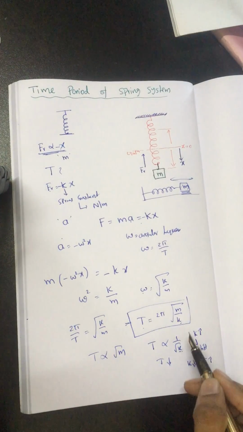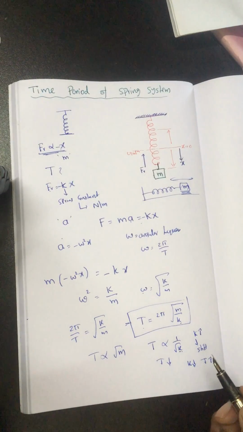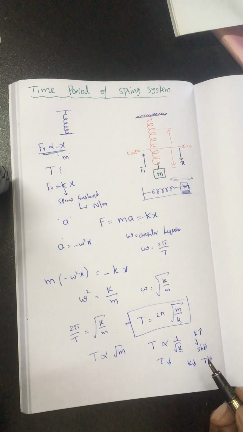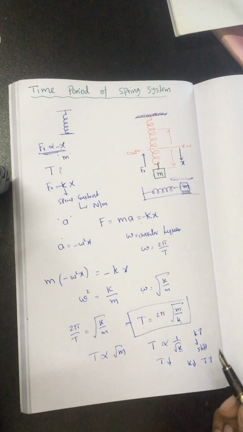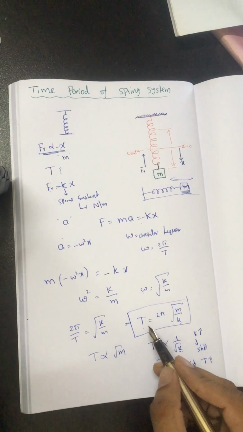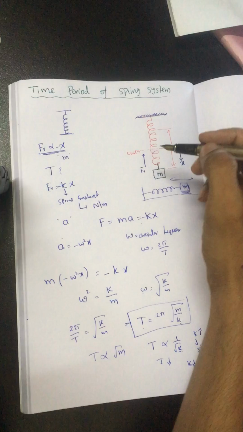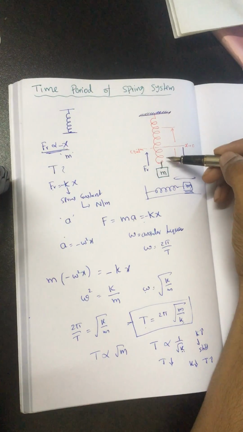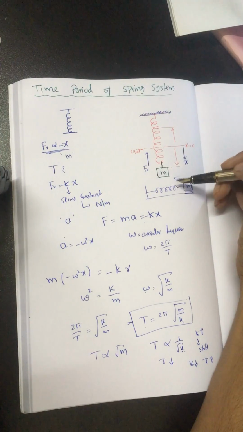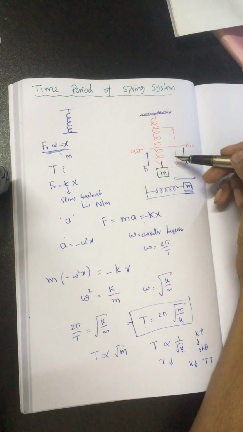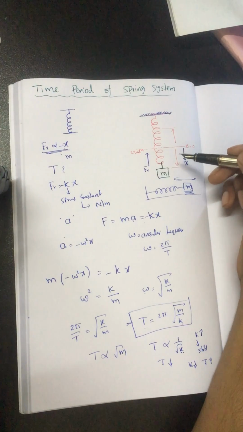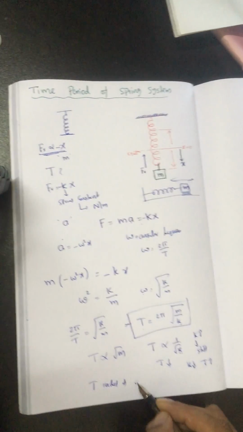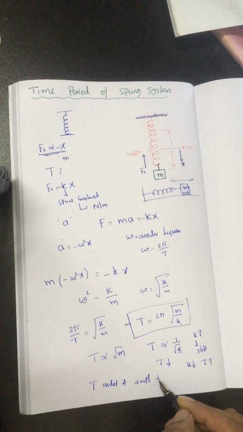And there is no dependence on g, that means it does not depend on gravitational acceleration. Whether you do the experiment on Earth or Moon, or you go to the center of Earth and do the experiment, it is independent. It is also independent of the amplitude, how far you take this mass from the mean position. You make a long oscillation or a small oscillation, it does not matter as long as Hooke's law holds. The time period is also independent of the amplitude of oscillation.